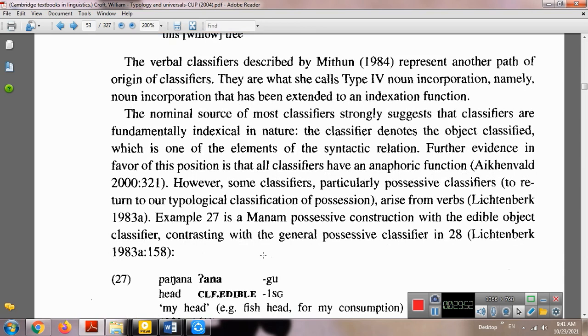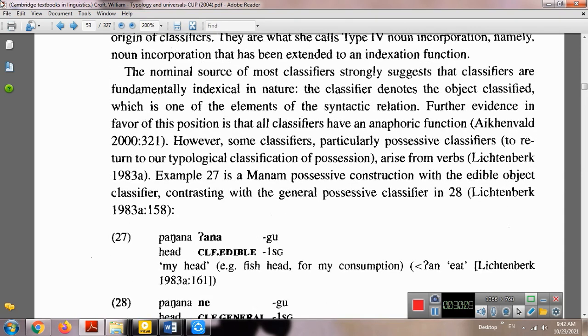They are what she calls type IV noun incorporation, namely noun incorporation that has been extended to an indexation function. The nominal source of most classifiers strongly suggests that classifiers are fundamentally indexical in nature. The classifier denotes the object classified, which is one of the elements of the syntactic relation.